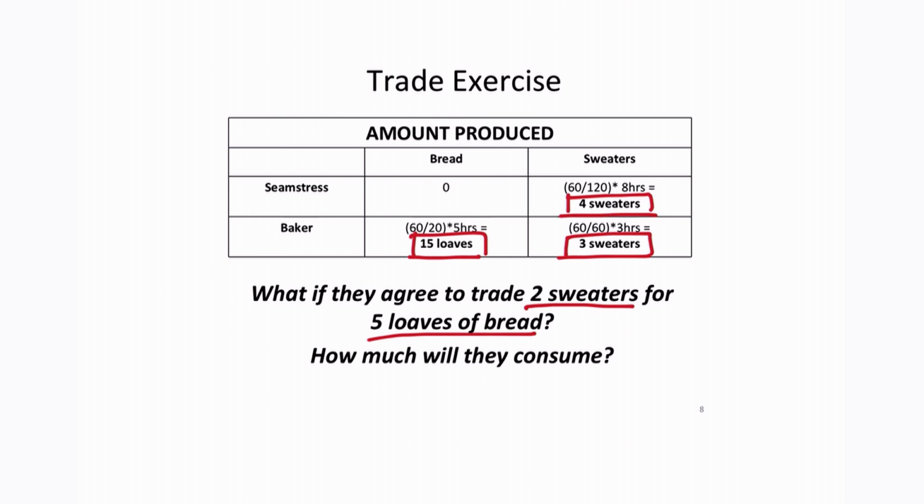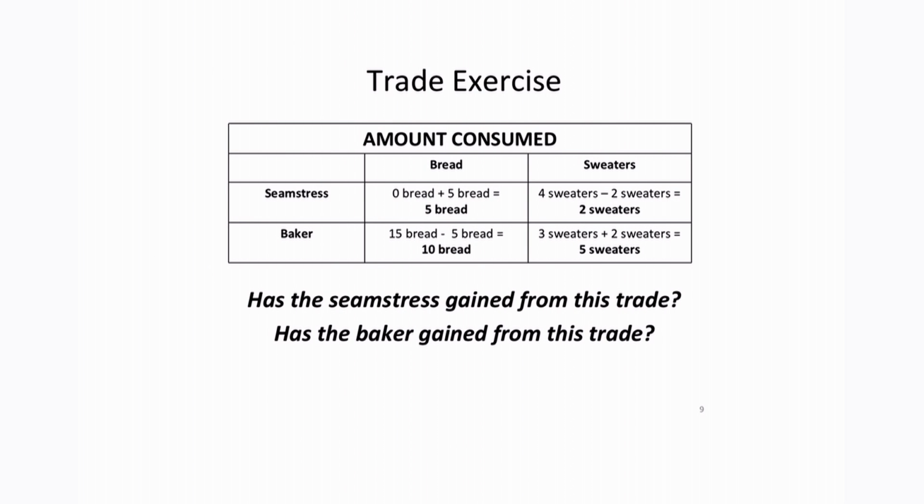How much will they consume? So we take the amount that they produce, 0 bread and 4 sweaters for the seamstress, 15 bread and 3 sweaters for the baker, and subtract or add the amount that they trade. So for the seamstress, she gives up 2 sweaters and she gains 5 bread. So she ends up with 5 breads and 2 sweaters. On the other hand, the baker gives up 5 bread and he gains 2 sweaters. So he ends up consuming 10 bread and 5 sweaters.